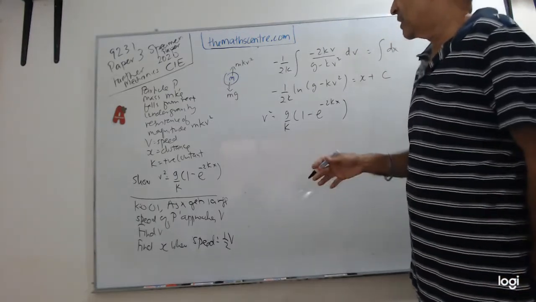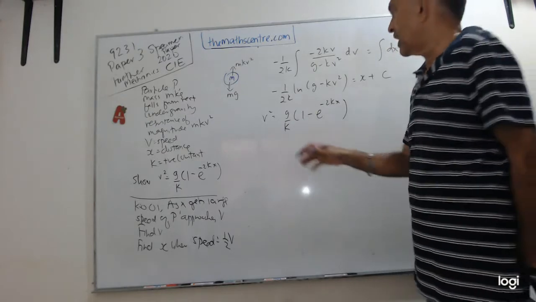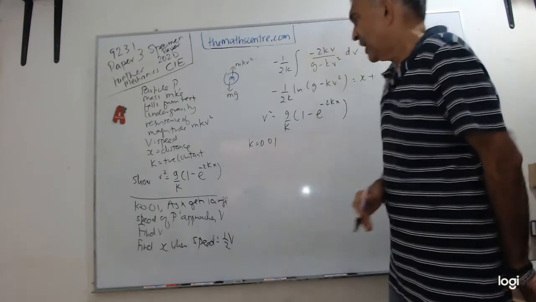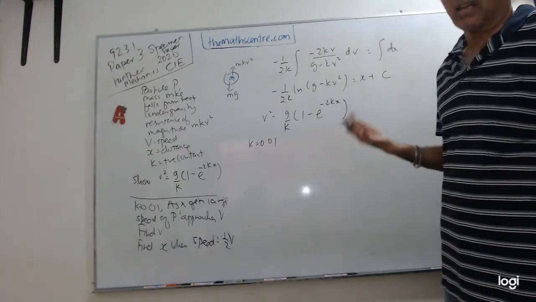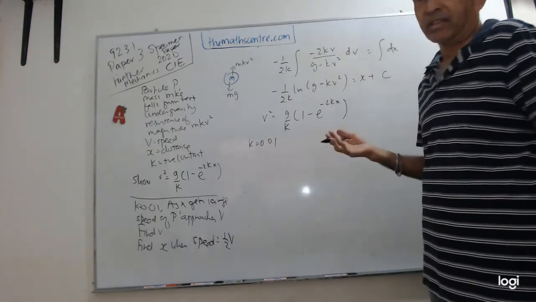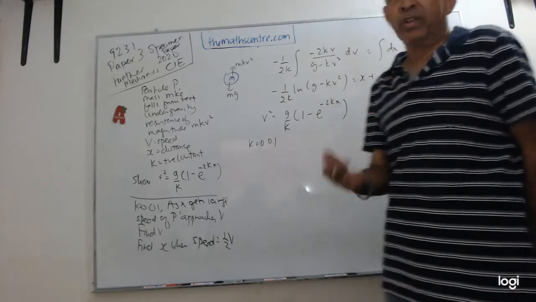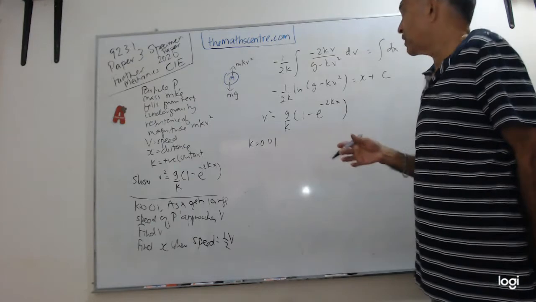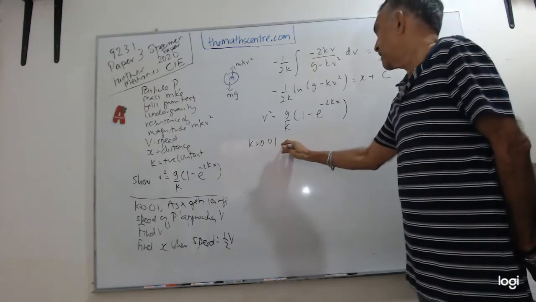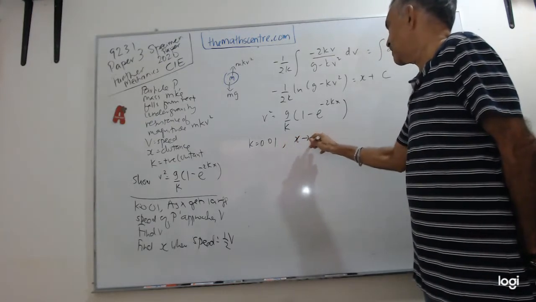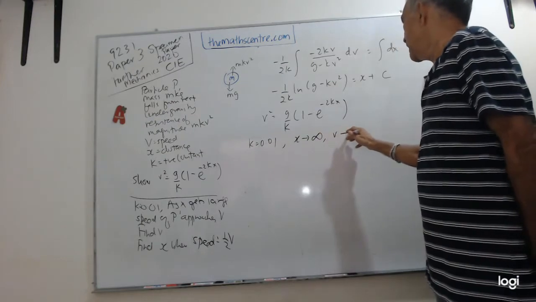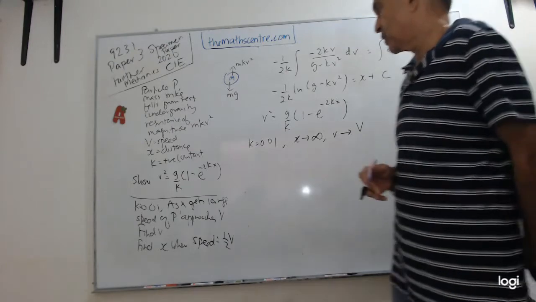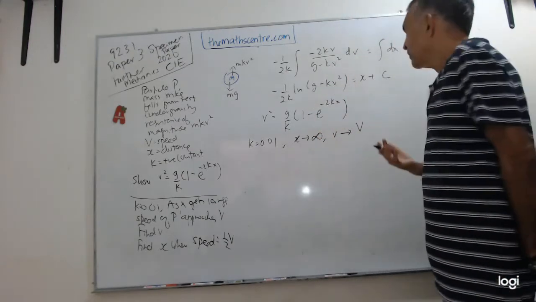Then in the second part of the problem, they tell you that k is 0.01, and they tell me that as x gets large, you read the question on your own, the speed of P approaches capital V. So I'm going to write here, as x gets large, v approaches capital V. They ask you to find V.